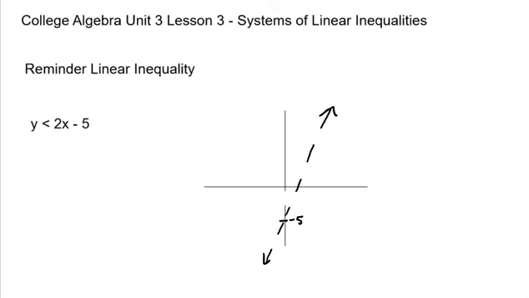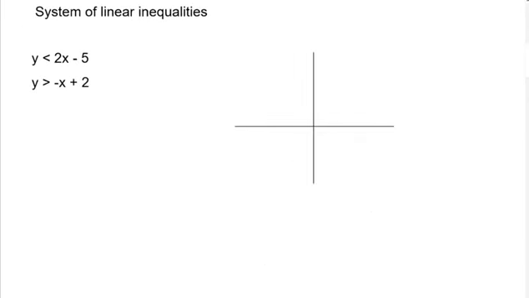Since we said y is less than 2x minus 5, we're interested in the areas where y is less. And so down here, y is less. So that's where I'm going to shade this whole region. Now, if we have two linear inequalities, we have a system of linear inequalities. That's going to be two different shaded regions, and the solution set will be the set of all points that satisfy both inequalities, which will turn out to be the overlap of the two shaded regions.